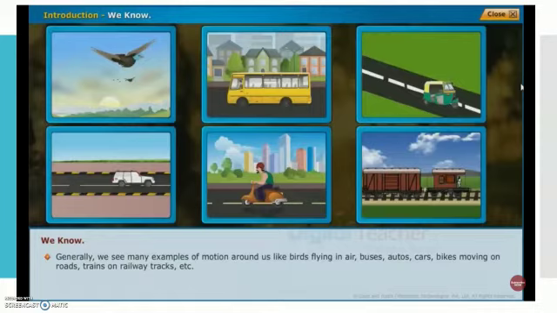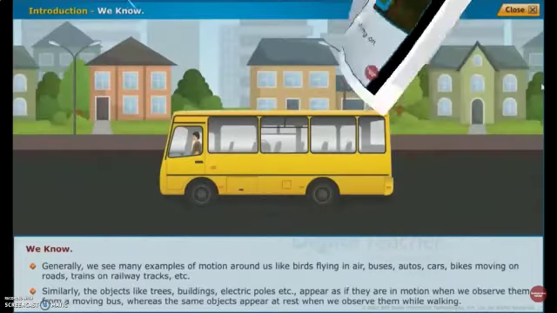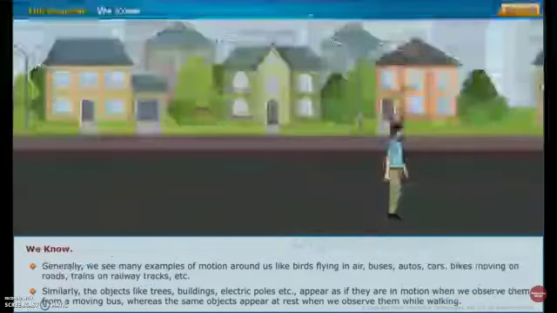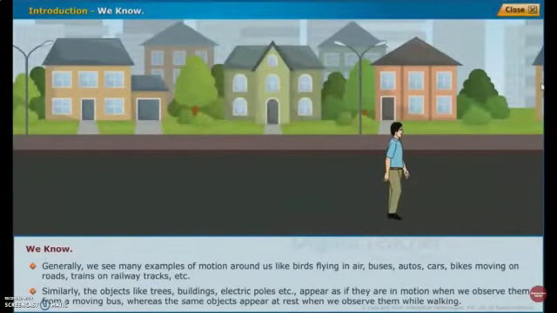Generally, we see many examples of motion around us, like birds flying in air, buses, autos, cars, bikes moving on roads, trains on railway tracks, etc. Similarly, objects like trees, buildings, electric poles, etc. appear as if they are in motion when we observe them from a moving bus, whereas the same objects appear at rest when we observe them while walking, isn't it?